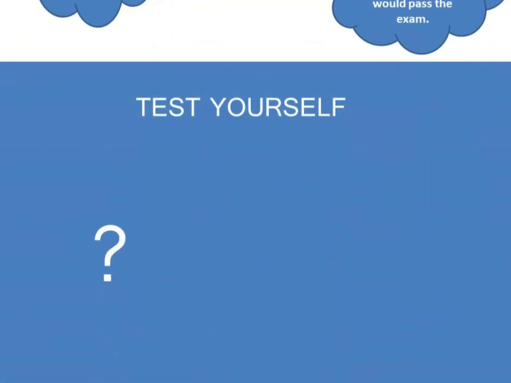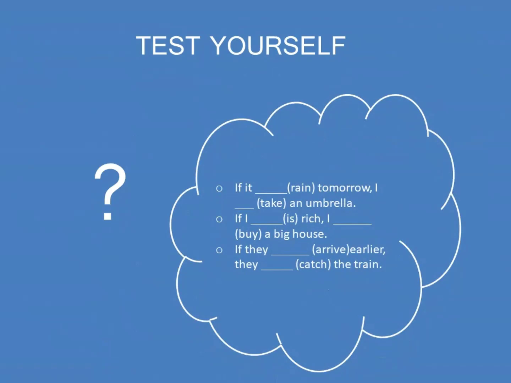So without wasting your time, let's test yourself. So there are fill in the blanks. So first is if it dash tomorrow, I dash an umbrella. Second is if I dash rich, I dash a big house. If they dash earlier, they dash the train.